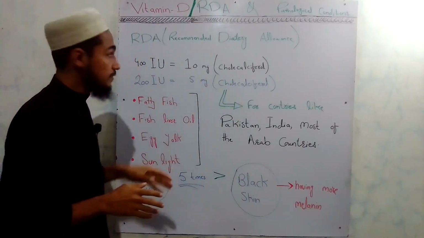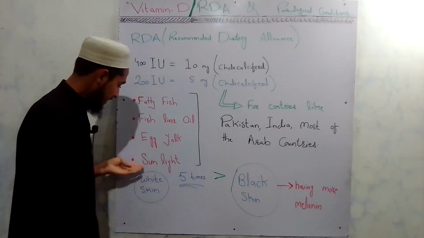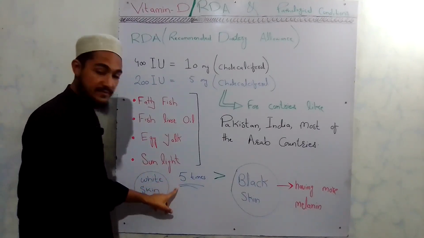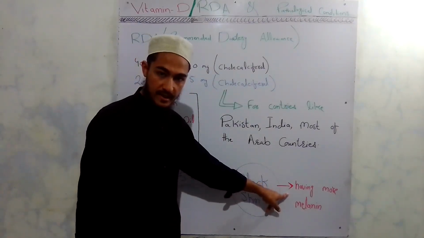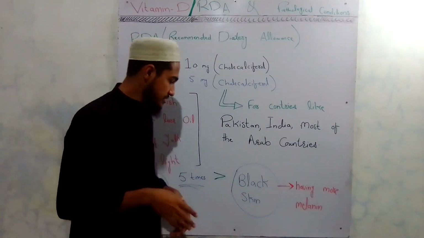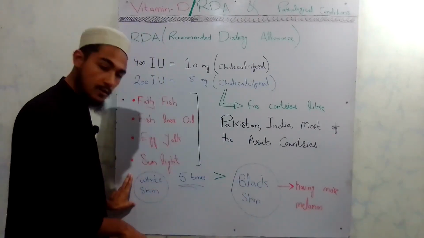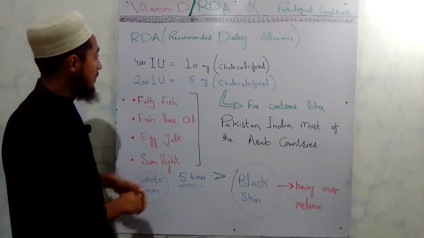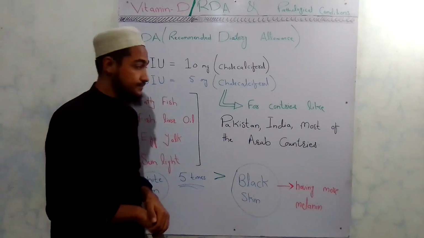The major sources of vitamin D are fatty fish, fish liver oil, egg yolk, and sunlight. White skin produces 5 times more vitamin D than black skin, which contains a high level of melanin compounds. Black skin contains melanin compounds, due to which it produces 5 times less vitamin D than white skin. So this was the normal RDA level recommended for the dietary allowance of vitamin D.